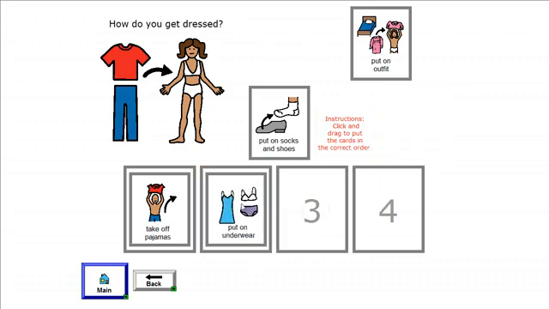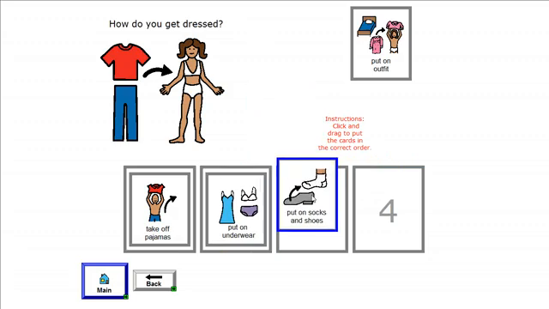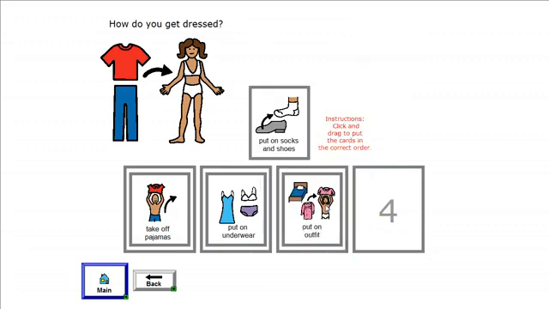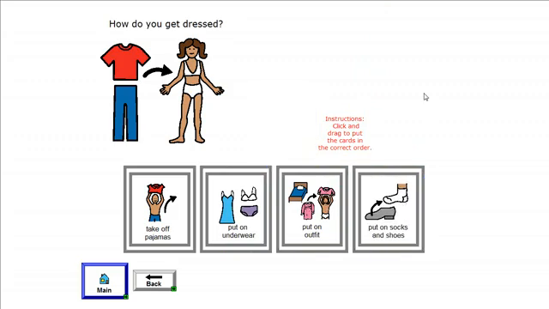So next thing, put on your underwear. Put on your outfit. Put on your socks and shoes. And there we have the sequence. So what you could also add in there is perhaps a fun music clip or video clip or sound at the end once they've got the instructions or the steps in the correct order.